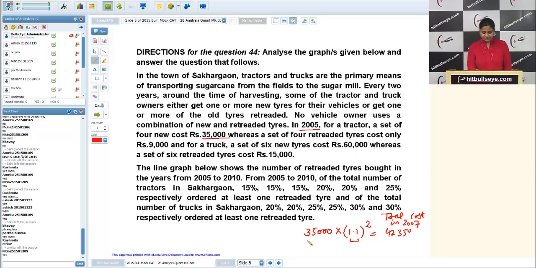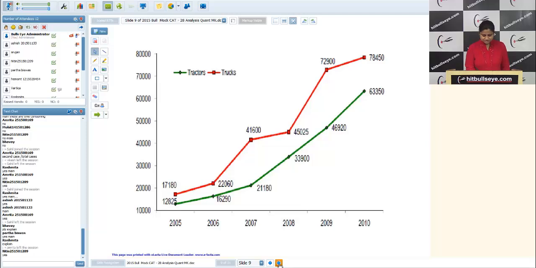Now coming to the retreaded tires. These were new tires and these were the old, retreaded tires. The cost is 15,000. There is an increment of 15% here, which is mentioned in the question. So you will get the total cost in 2007, which comes out to be somewhere around 11,902. We can simply take it as 11,900. Is it okay? Now that was the cost in 2007.